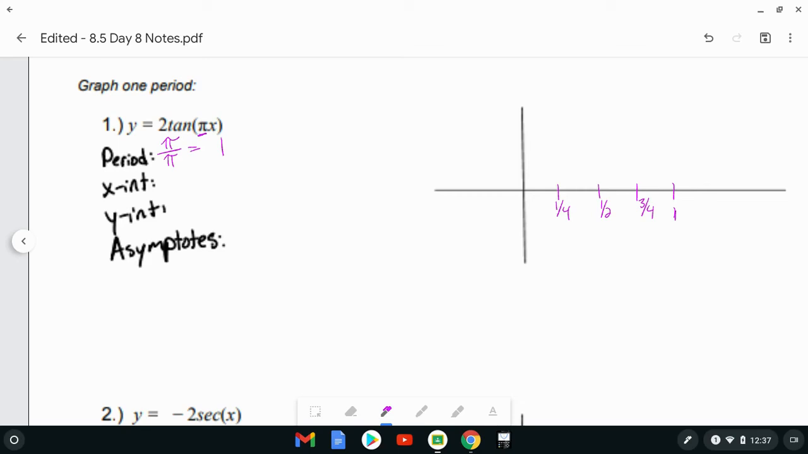Then we know that for tangent, because there's no shifts left or right, we're going to start at the origin. And our amplitude, we didn't write this one out here, but we should write the amplitude, is going to be 2. So up here we've got 2. Down here we've got negative 2. So we know at 1/4 we're going to be at 2.